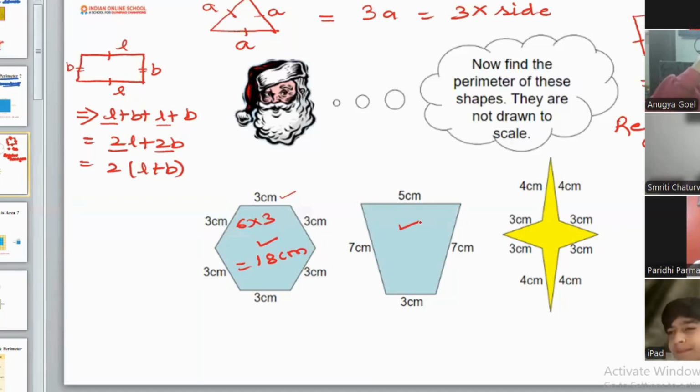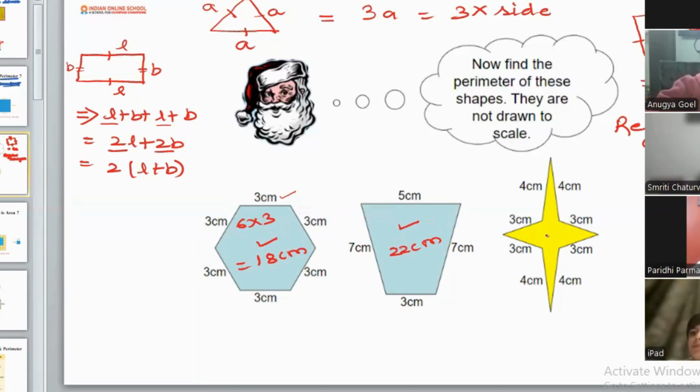Ma'am, should I tell? Yes, who? Ma'am, Vivan. Yeah, go ahead. Tell me. Ma'am, 22 centimeter. 22 centimeter. Very nice. Correct. Okay, now let's go with the third one, which is the star, what we have.